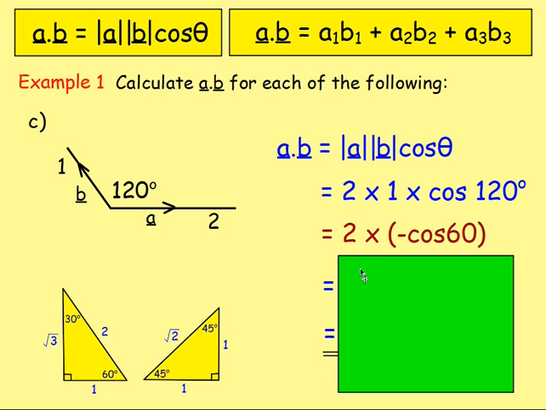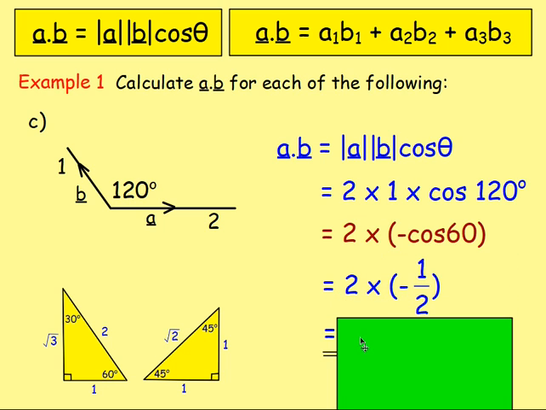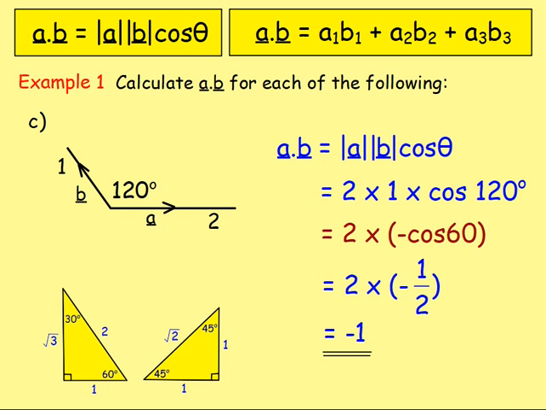From there, the 2 times 1 was just 2. Multiply that, and that will give you 2 times negative cos 60. Cos 60 is a half, so we'd have negative a half. So it's negative a half times 2, which is negative 1. And that will be your answer.